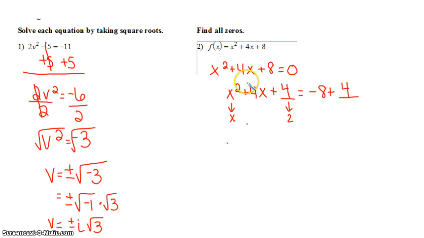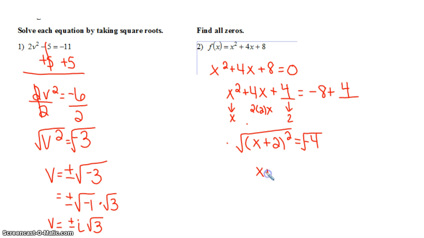The method to check the middle term is to take 2 times these two terms. And as you can see, 2 times 2x is 4x. So therefore I can factor this into x plus 2 squared, and then the right hand side is now equal to negative 4. Again, to get rid of a square, we will take the square root of both sides.